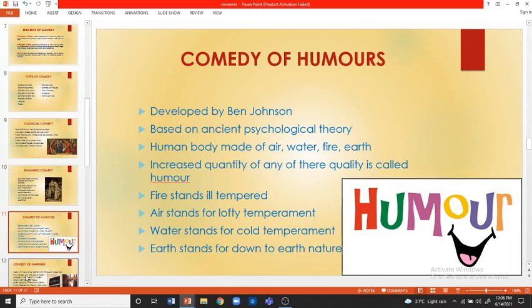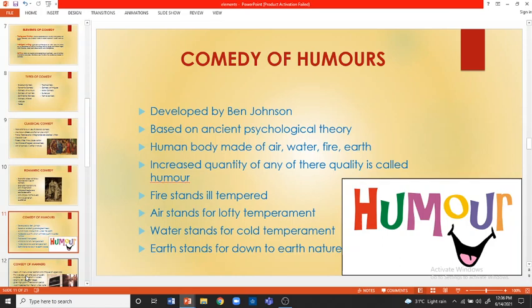It is accepted all over the world. So our ancients believed that the human body was made of four elements: air, fire, water, and earth. If the quantity of any of these four qualities increases, it is called a humour.